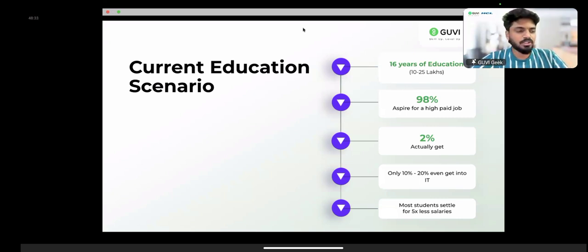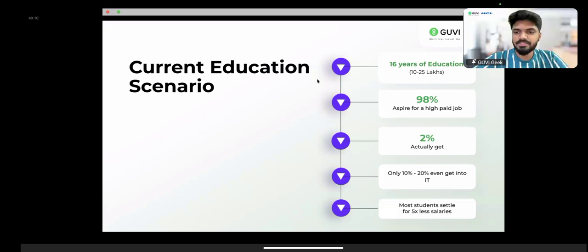If you talk about the current education scenario, we are spending almost 16 years on education. We are paying around 10 to 25 lakhs over that period, depending on metro cities, remote cities and everywhere. Here 98% of the people are aspiring for a high paid job. Even when I was in college, I was also aspiring for a high paid job. It is common for everyone. But only 2% are actually able to get this, because the things happening right now are totally different.